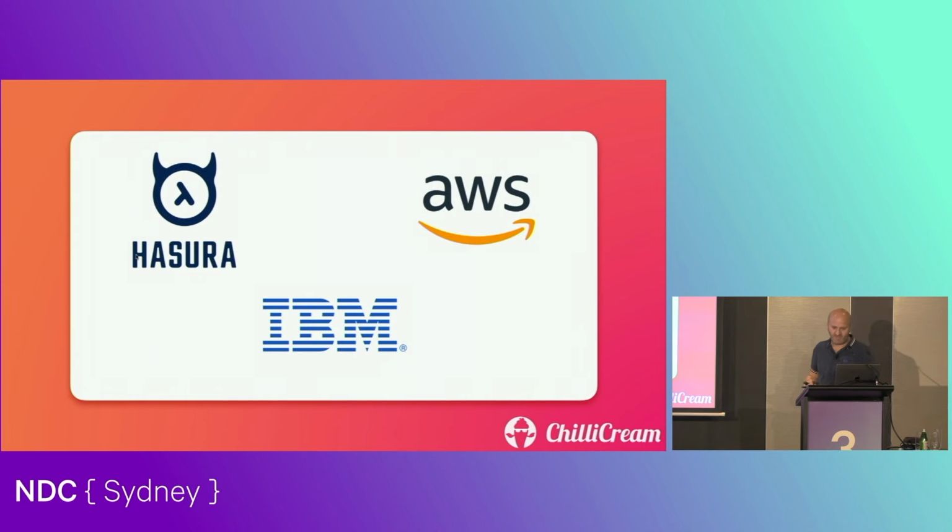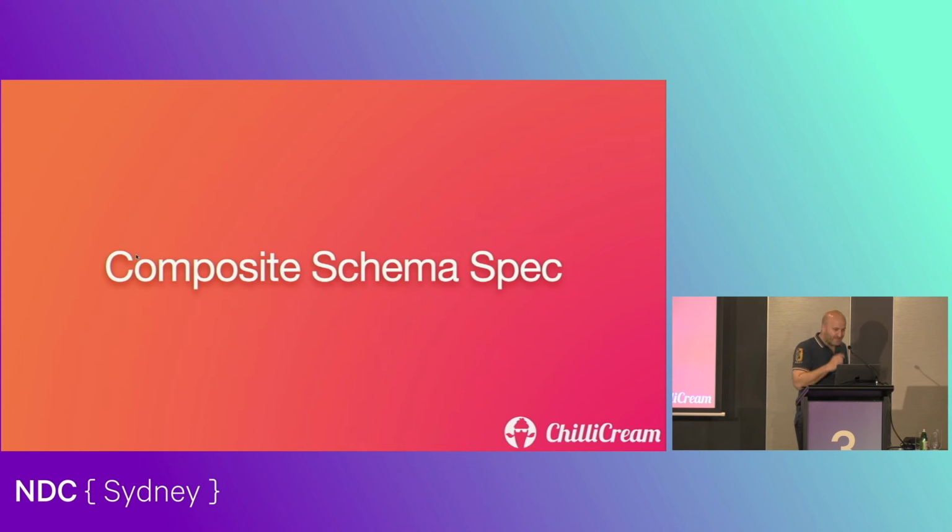So the Guild and ChilliCream, the Guild is also a company in the GraphQL ecosystem, and ChilliCream is my company. We started working towards an open standard under the GraphQL Foundation. And as we started our journey there were companies like IBM, AWS, Hasura quickly latching on to create a new standard in the GraphQL ecosystem. And that is called the Composite Schema Specification. The prototype was originally called Fusion, but now the more formal name is the Composite Schema Spec.